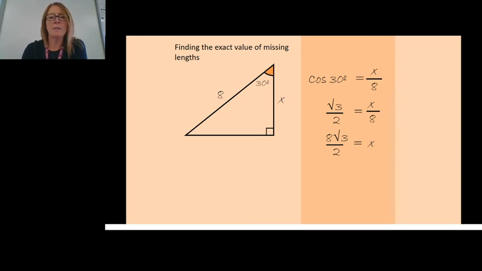I can make that a little bit better. Okay, the 8 and the 2 I can divide to get 4 root 3 is equal to x, or x is equal to 4 root 3.